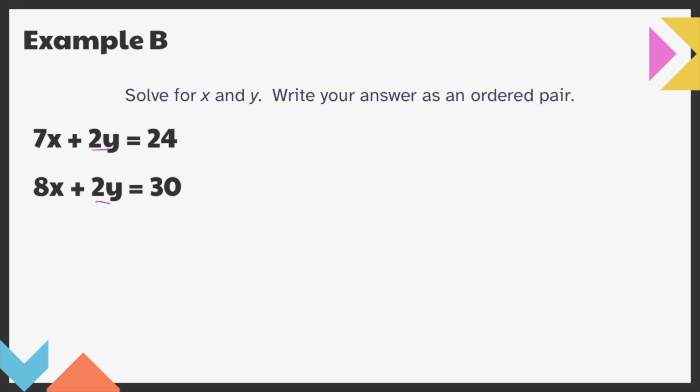So I'm going to multiply that top equation by -1. Sure, I can multiply the bottom one by -1, but I'm picking the top. You can pick either one. So -1 times 7 is going to be -7x. -1 times positive 2y is going to be -2y. And then -1 times positive 24 is going to be -24.